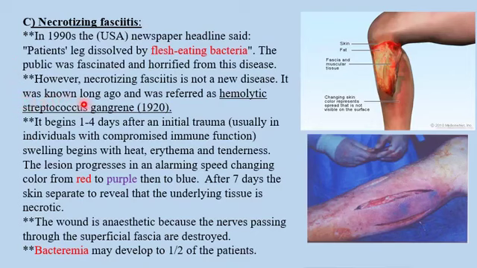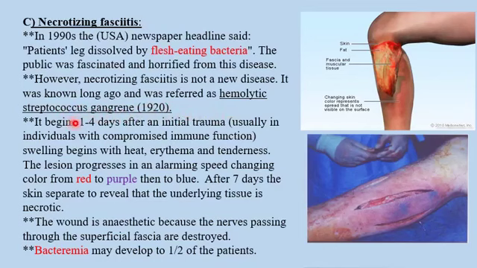It begins 1 to 4 days after an initial trauma. So again here there must be a trauma to introduce the organism to our body, like in the case of erysipelas. And as I said, it is usually in individuals with compromised immune function. It doesn't happen to any person with normal immunity, no, it must be a very weak immune system.